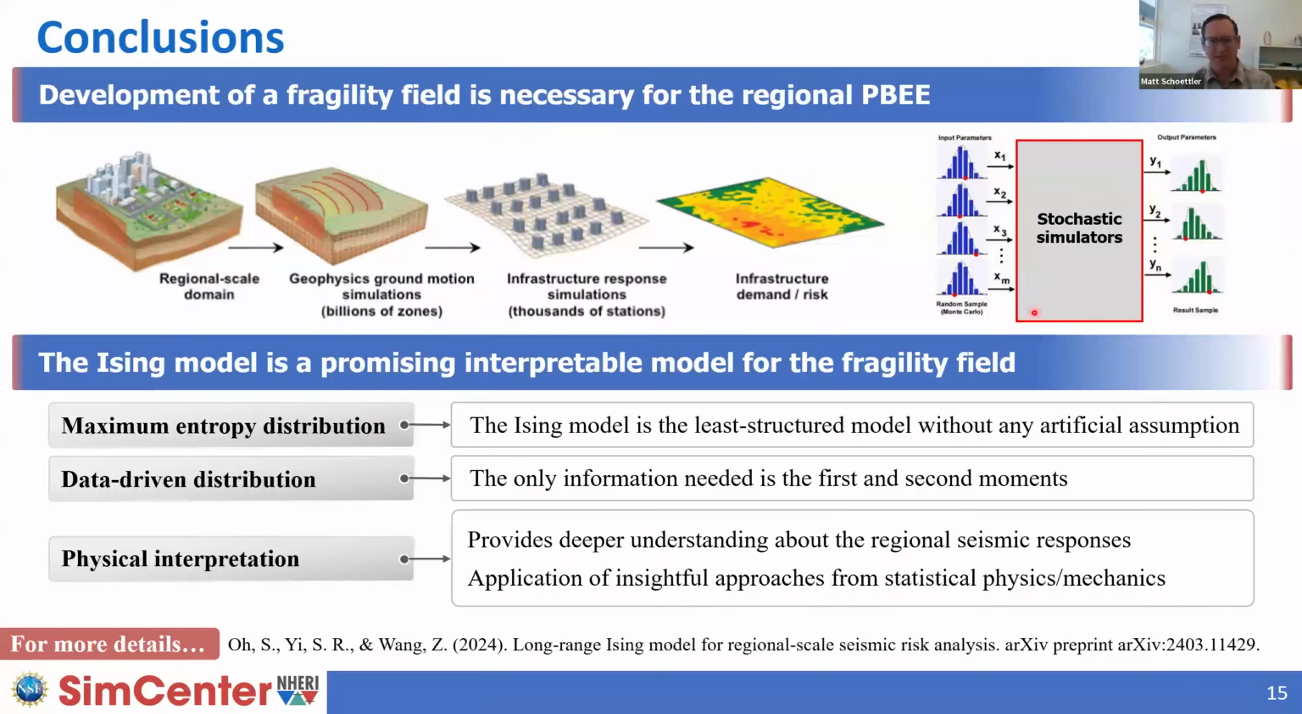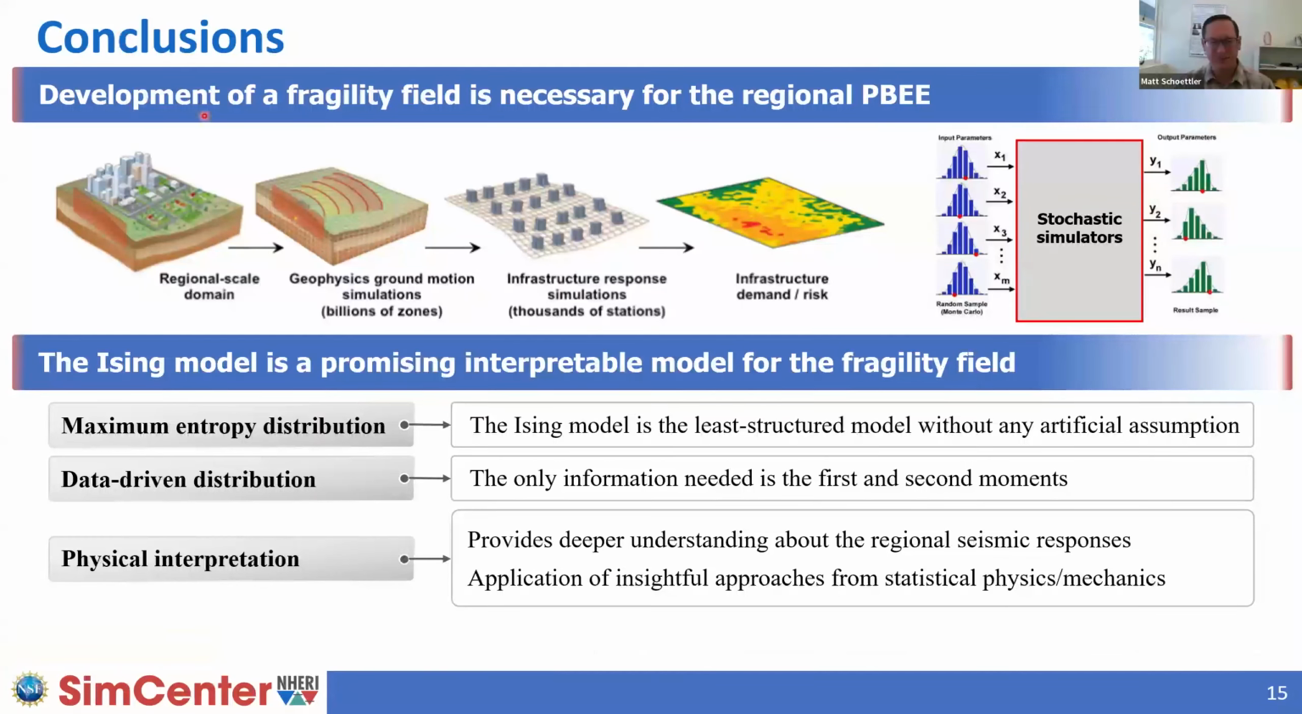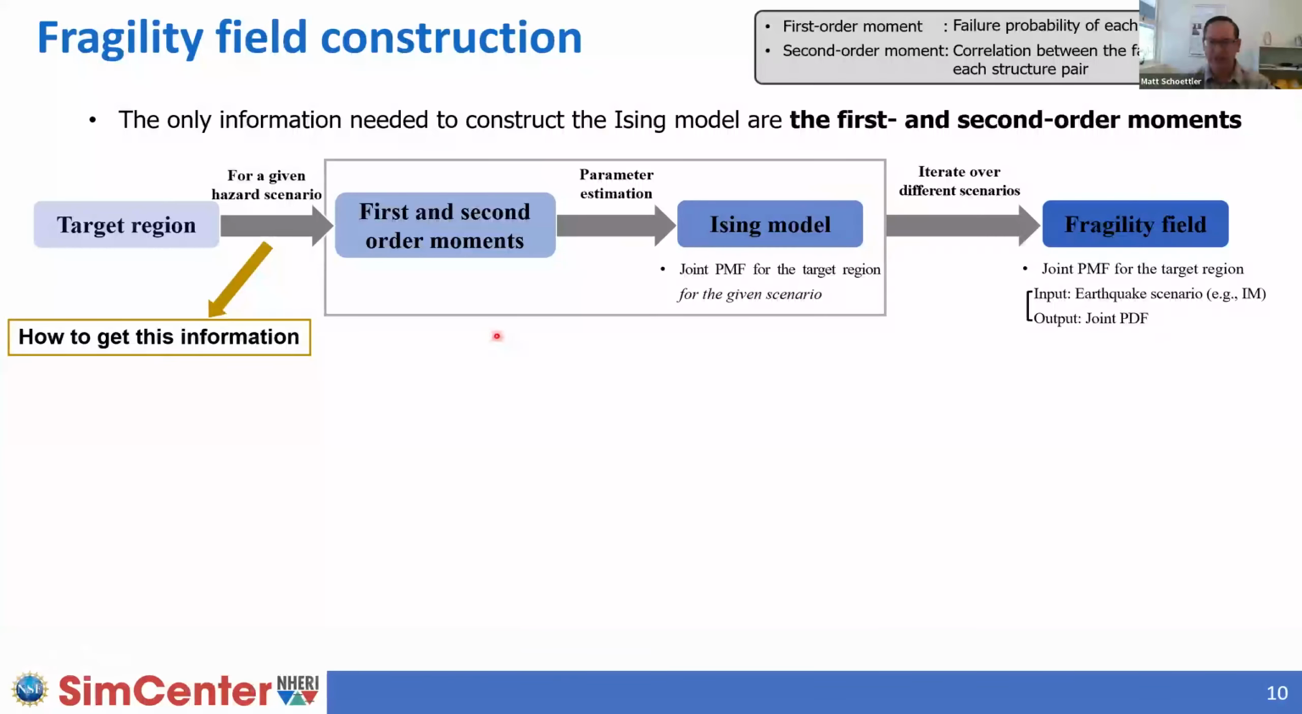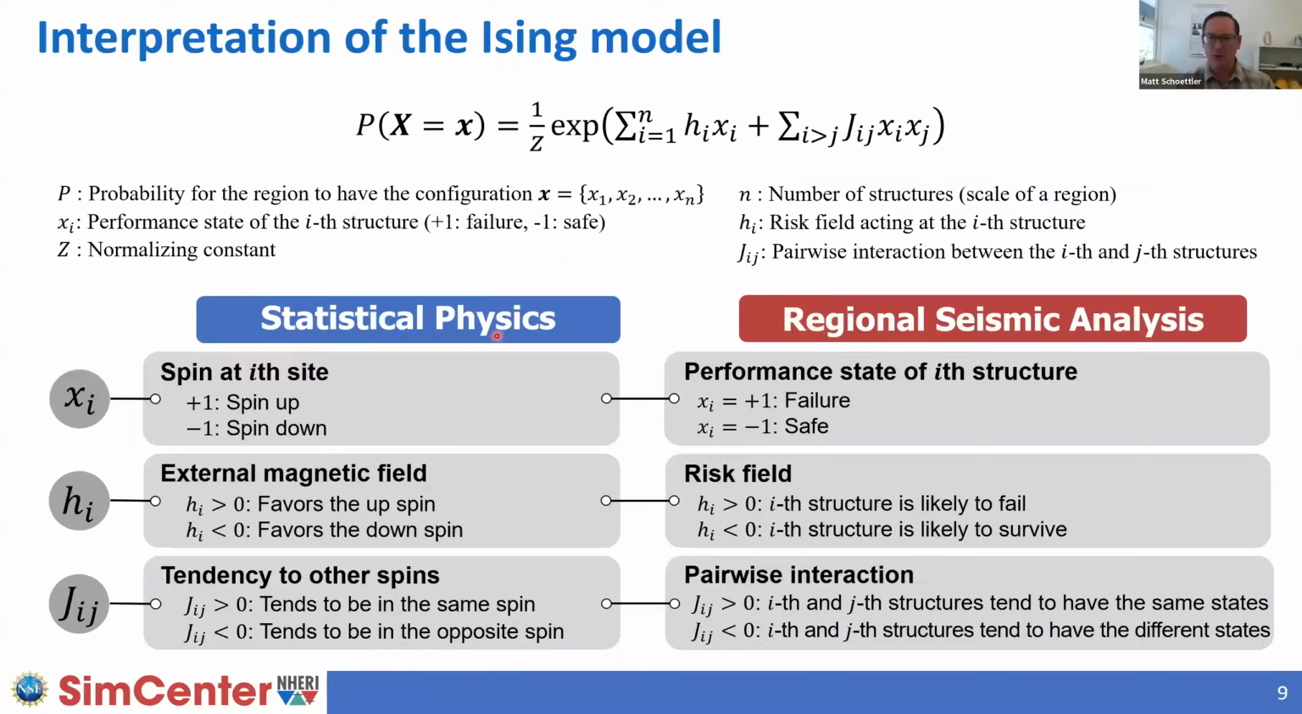So I think the first question is, in the Ising model, you had a plus or a minus X, which was failure or safe. Does that mean complete collapse of the structure? Or are there intermediate limit states that can be considered in this framework?